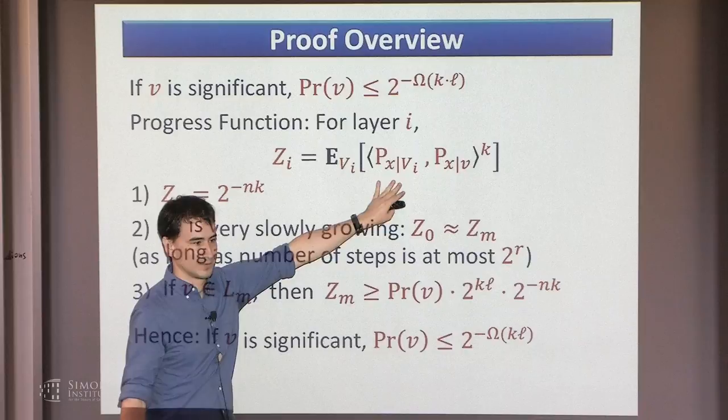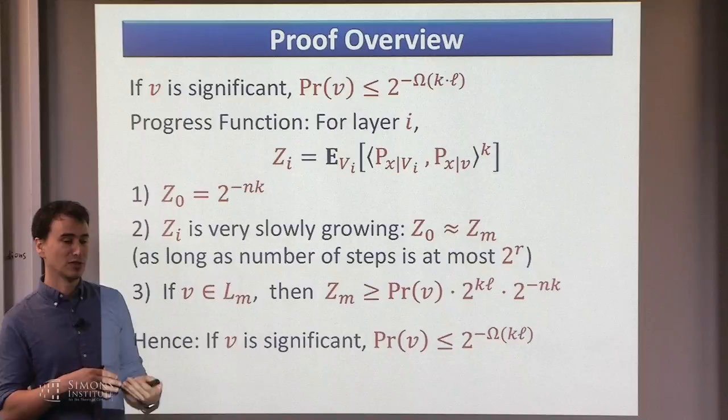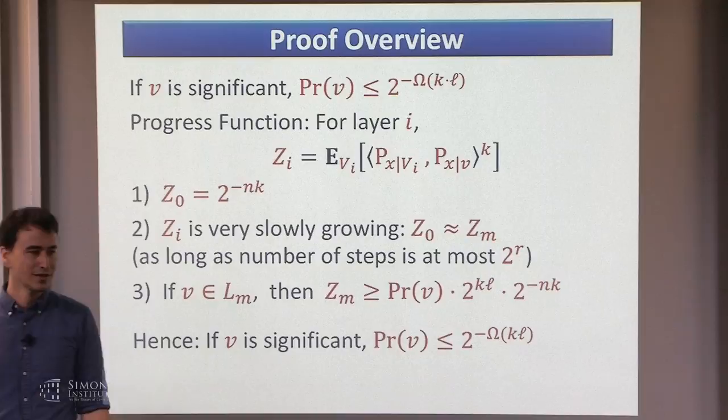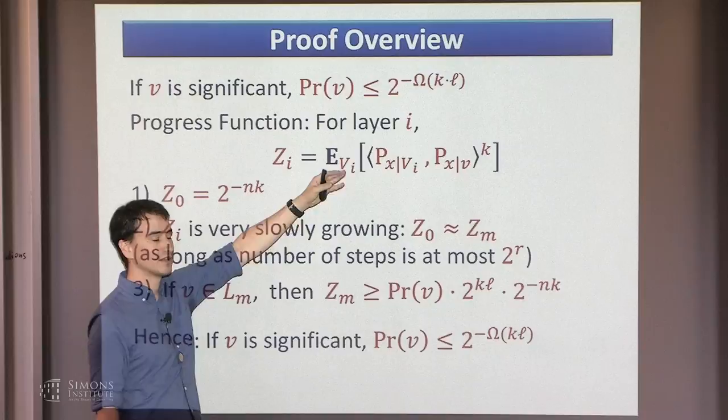The weird thing is that we raise it to the power k. And the reason that we do it is that otherwise we would get only linear bounds on the memory. And this way we get quadratic bounds. So this is slightly weird, but basically we raise it to the highest power such that this measure of progress would not explode. So we pick the highest power so that this behaves well, and k turns out to be the answer.